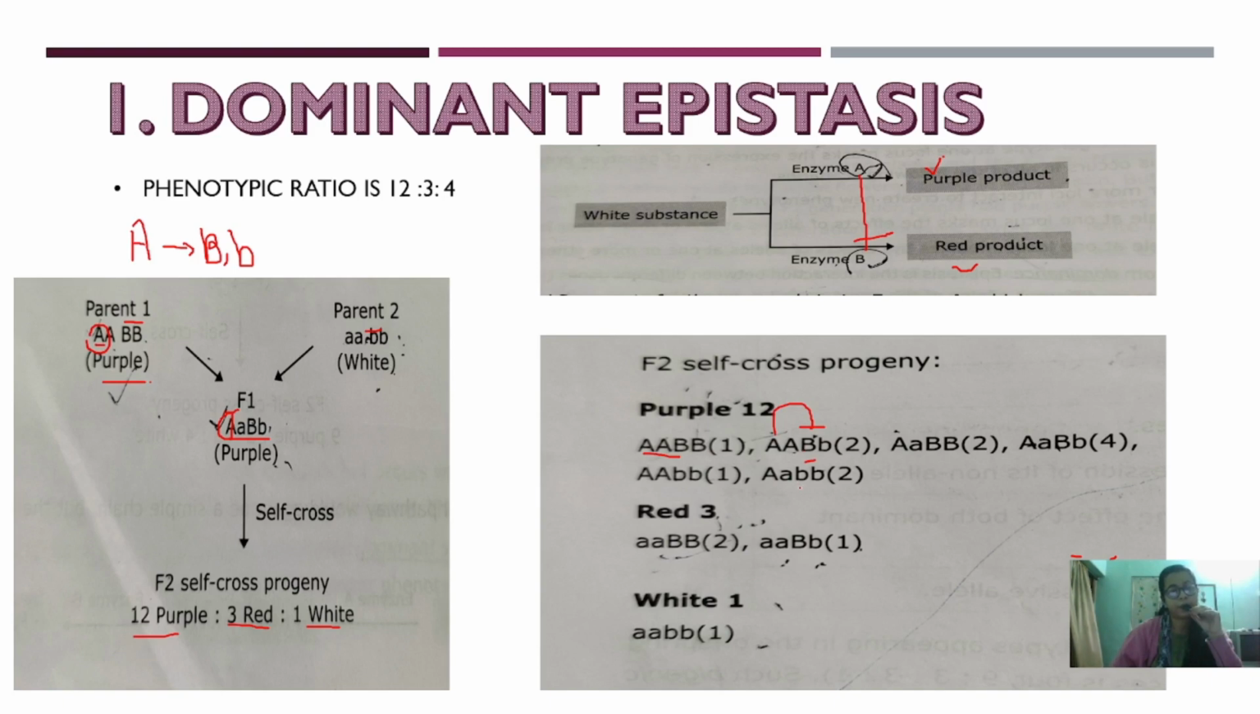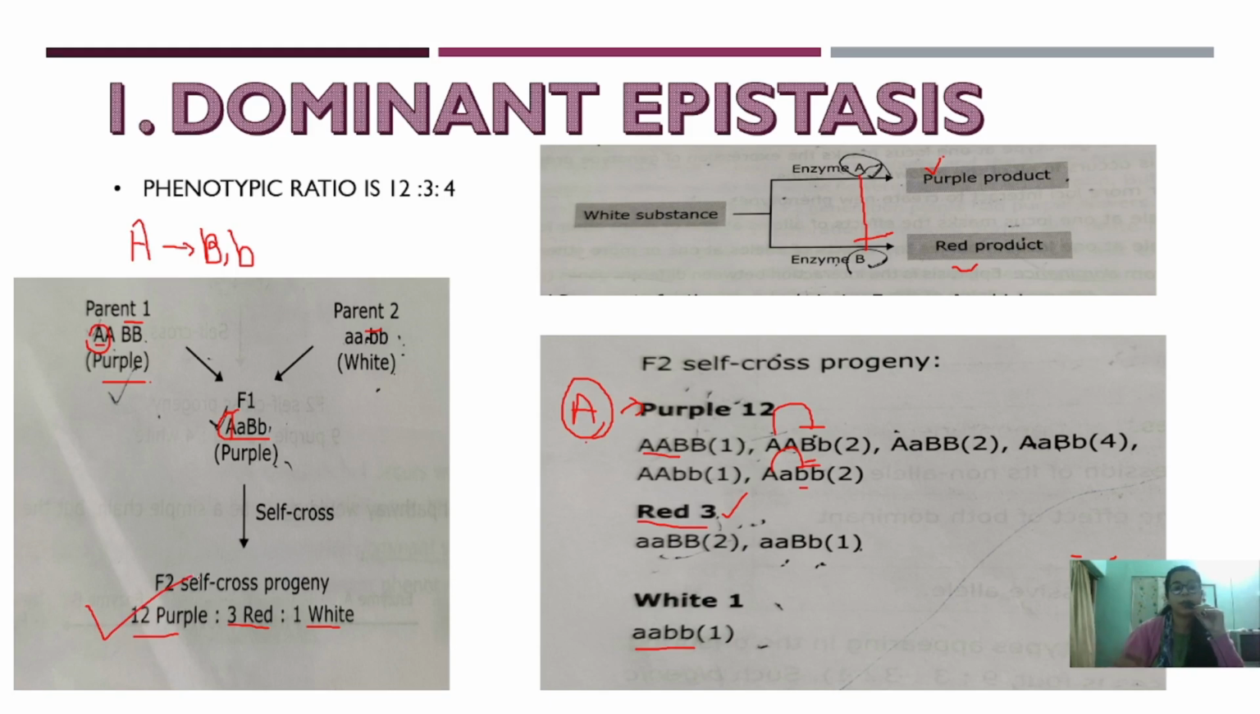Another example: here small b is present, but capital A is suppressing small b, so purple color will be formed. So wherever you see capital A, purple color will be formed, because capital A is dominant over capital B and small b. And here 3 red will be formed, because there is no functional capital A. Because of the absence of capital A, purple color can't be formed, so red color will be formed, that is 3. And 1 white, that is small a small b. So due to this we get the ratio 12:3:1.